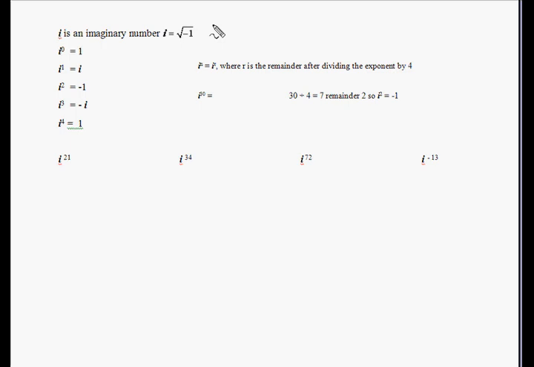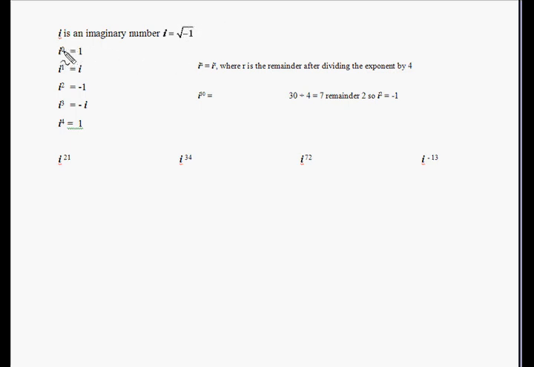I is an imaginary number. I equals the square root of -1. So we've gone beyond the real numbers to another set of numbers, something that will help us to explain what happens when you take the square root of a negative number. Note that this is only the square root, not the 4th root or the 6th root, just the square root.